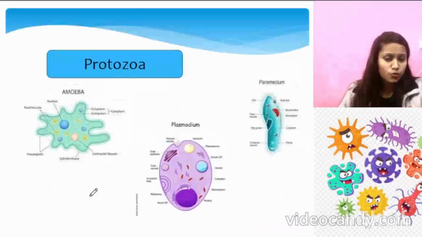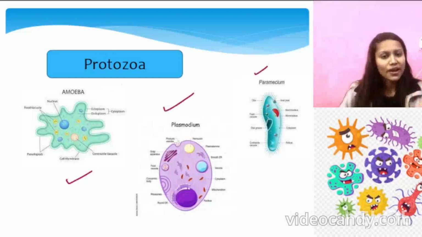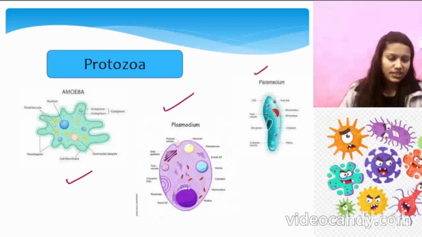That is about the protozoa. Protozoa is also an important microorganism. Some examples of protozoa are amoeba and Plasmodium, and Paramecium is also another important example of protozoa. And one important disease in which a protozoa microorganism is the causative agent, means where protozoa is responsible for the disease, is malaria.